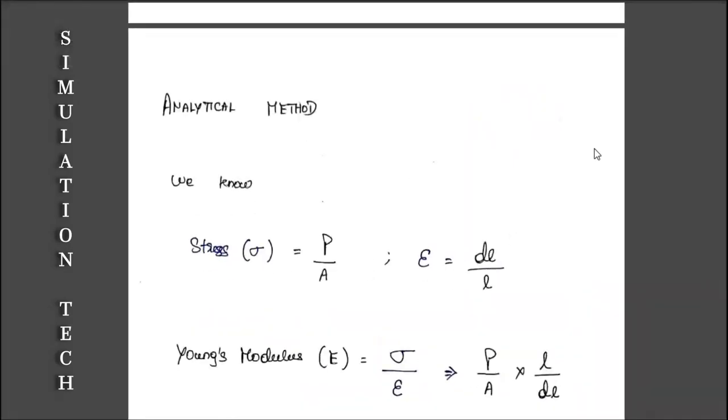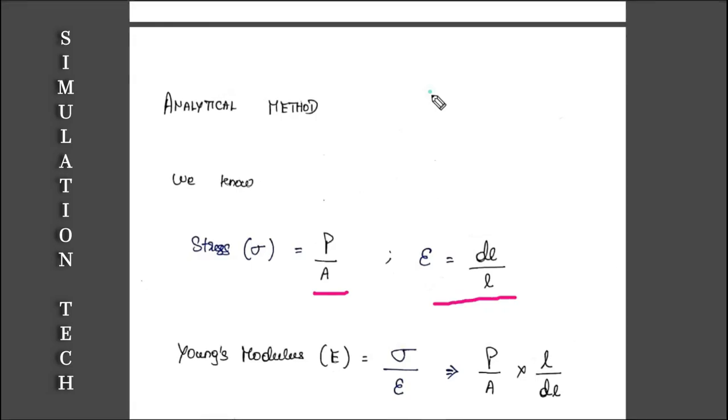Let's get into the analytical method. We know that stress means force upon area, so stress is P by A, right? And strain is dL by L. In this problem statement, what I need to find is how much the bar is elongated under tension, so what is the change in length.